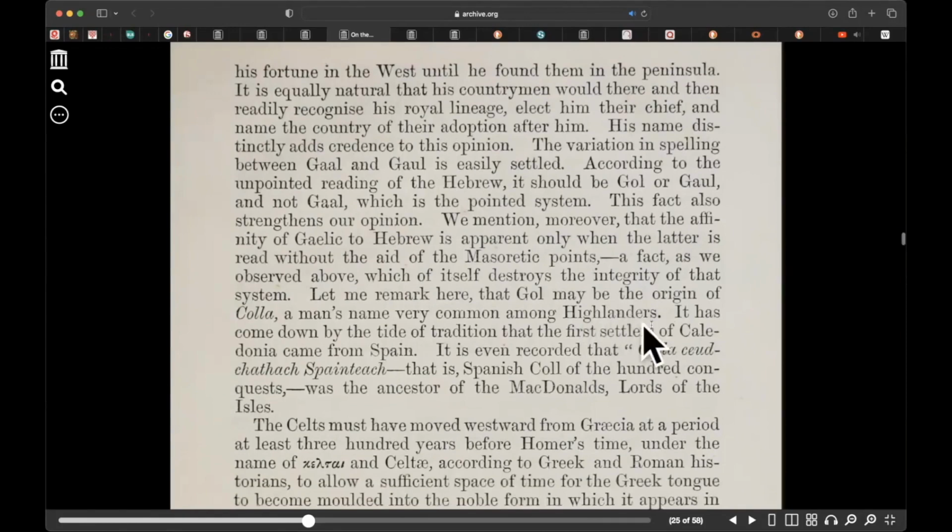Who's the Highlanders? Scottish Highlander. It has come down by the tide of tradition that the first settlers of Caledonia came from Spain. It is even recorded that Kola, Ceuta, Shatach, Spain Tech, that is, Spanish coal of the Hundred Conquests, was the ancestor of the MacDonalds, Lords of the Isles, all right? Who's the ancestors of the MacDonalds? All right, they were coming from Spain, ancient Caledonians. Remember the story of who the ancient Caledonians were and where they were coming from?